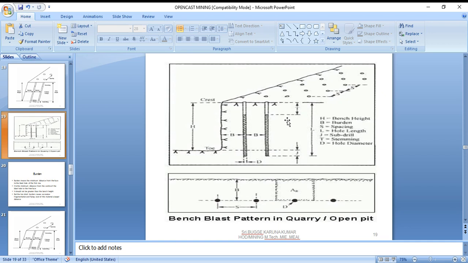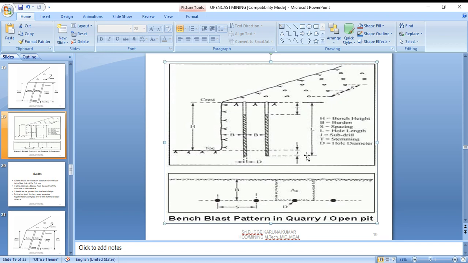So here in the figure you can easily understand. This is the burden. This charging crest is there. The burden is here. Spacing here is showing that. This is J, the subdrill. Stemming, I already mentioned. This is the spacing. This is the spacing. And this hole is here. D is the diameter. So overall, these are the basic terminology. Whatever you calculate, this terminology must be known before the calculations.